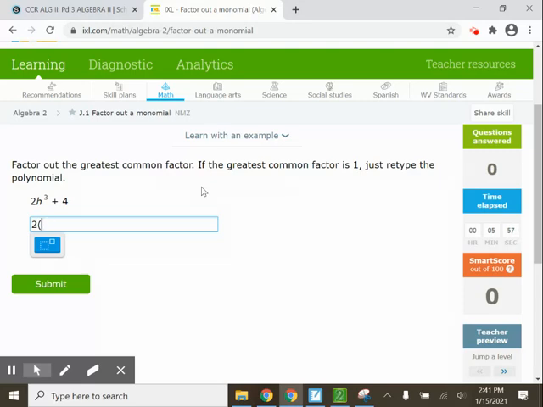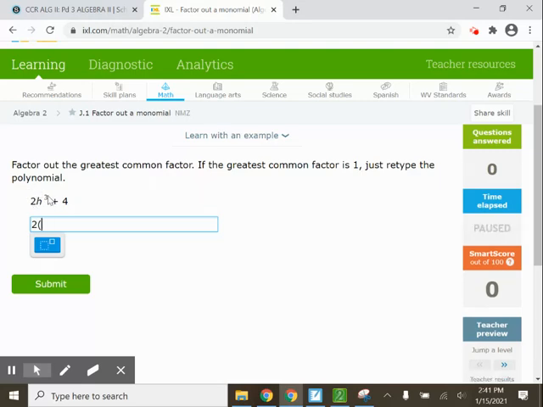When you take that greatest common factor out, you're going to divide your remaining terms by whatever you took out. So I'm dividing by 2. If I take 2h to the third and divide by 2, I'm left with h to the third power. If I take a plus 4 and divide it by 2, I'm left with plus 2. Notice I then close the parenthesis on that term. You have to be able to redistribute whatever you took out and get your original polynomial.